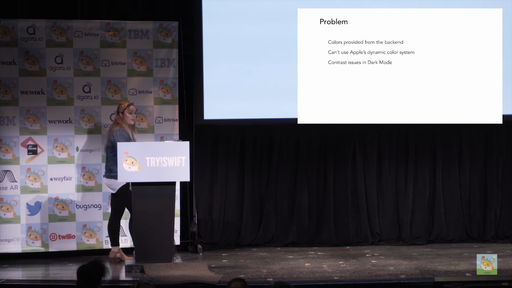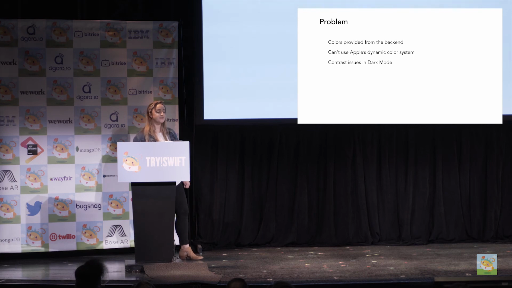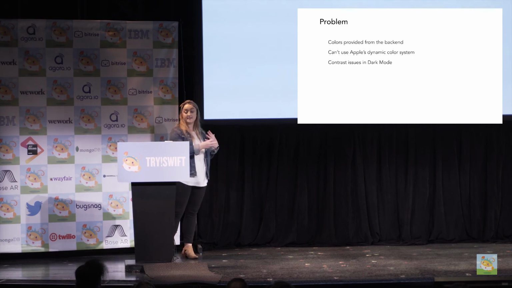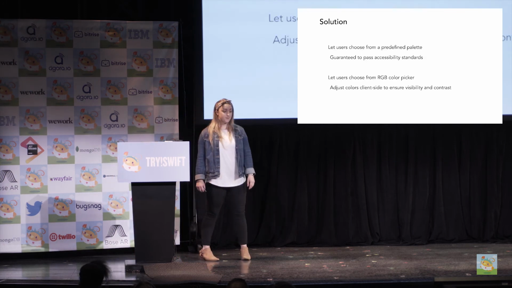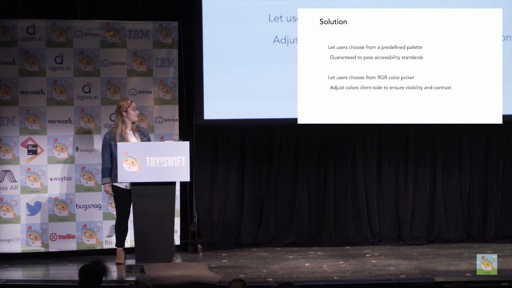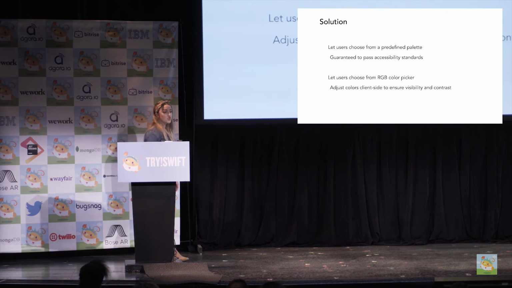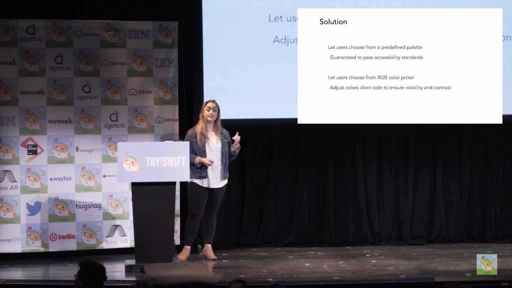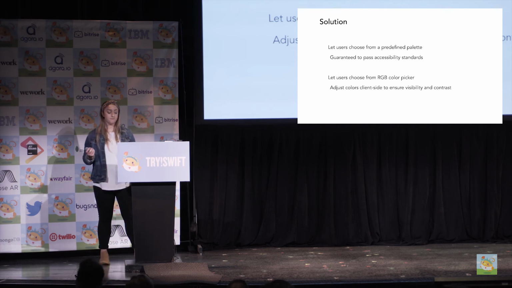Now, as I mentioned earlier, these colors are probably provided by the back end. You can't make use of Apple's dynamic color system, since that all has to be set up before runtime. You also might run into contrast issues with dark mode with the user's color selection. Well, here are a few solutions I've come up with that hopefully you can use. The first one might be to only let the user select their custom coloring from a predefined palette. This is great. You can pretty much ensure that the colors that are available to users are going to be accessible in both modes, and you know that they're going to be agreeable with your designers.